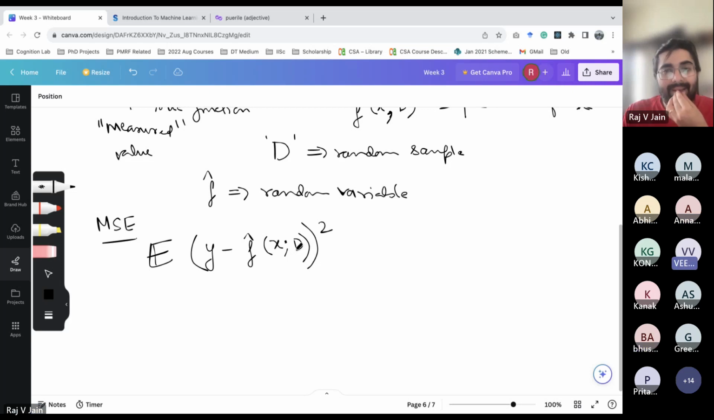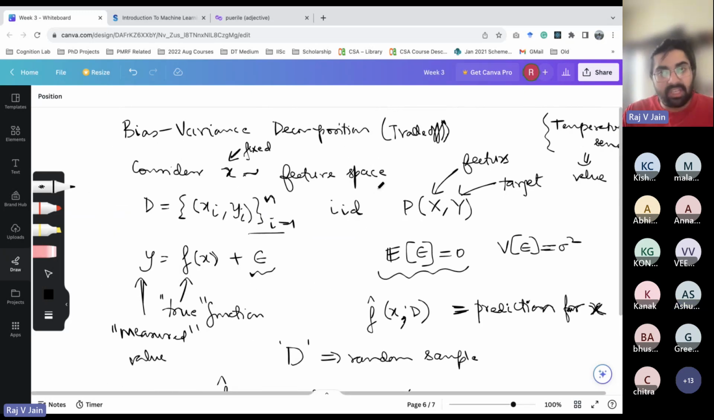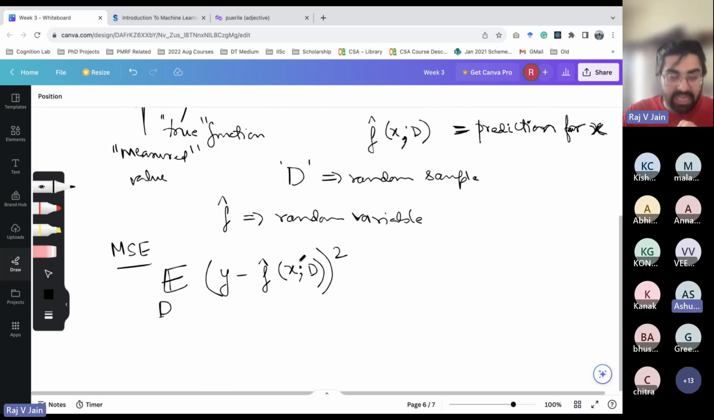Over y and x? Over y. Will I take it over x also? We are going for D. For training error, it will be D, and for testing error, it will be x minus D. No. Again, we're talking about any point. We're talking about any x in the feature space. So it doesn't matter if x is in the training data set or not, right?